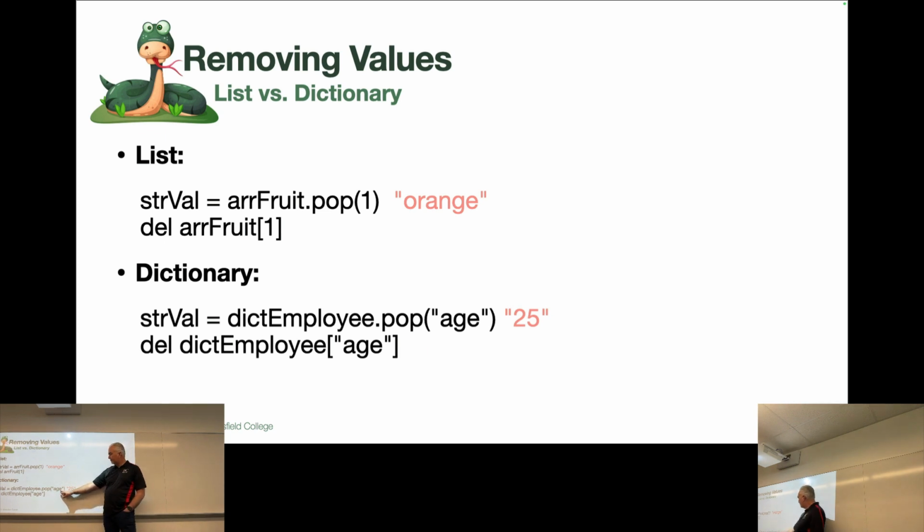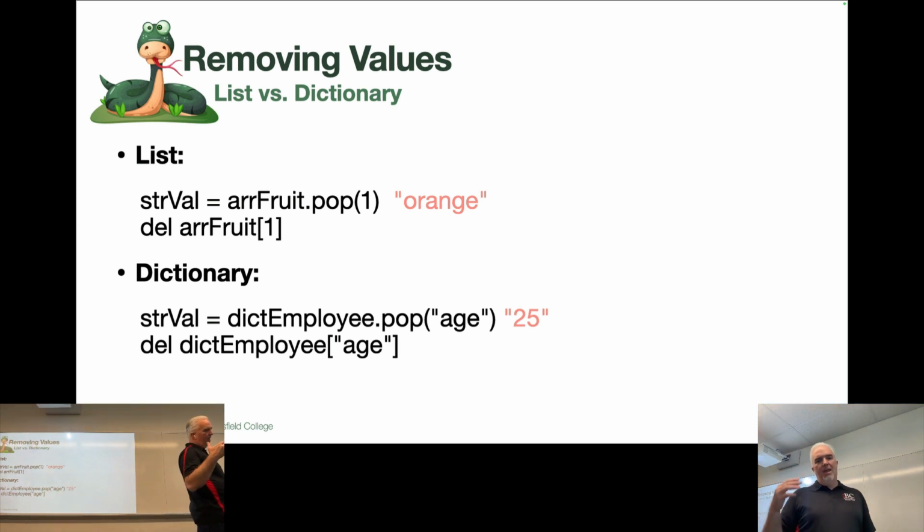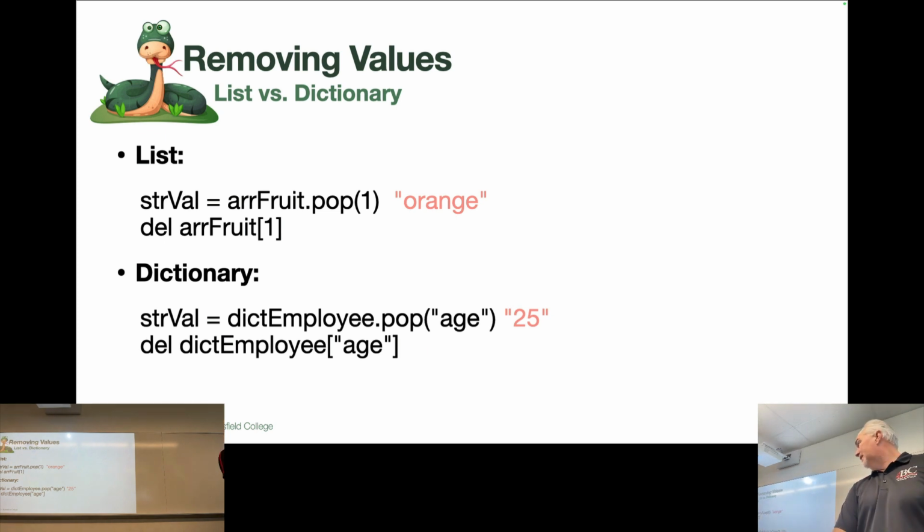something with each value. Age, if I use pop with this, age will no longer exist there and I will return this value. If I use delete, same thing happens, but I don't return anything. Okay, again, for the dictionary, I'm using the key. For the list, I'm using the index.